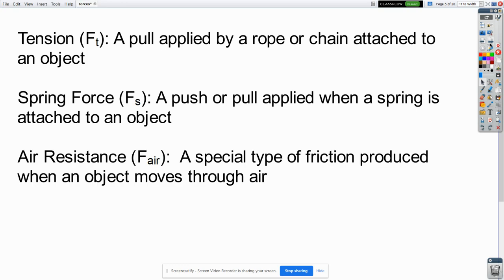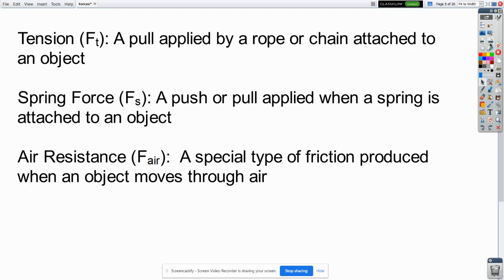Another contact force is tension. It's a pull applied by a rope or a chain attached to an object. So if I tie a rope to something, like a table, and I pull on that rope in order to pull the table, I'm really not producing an applied force on the table because I'm applying my force to the rope. What I'm going to do instead is have a tension force on the table. The rope is going to pull on the table, not me. So I refer to that force produced by the rope as tension.